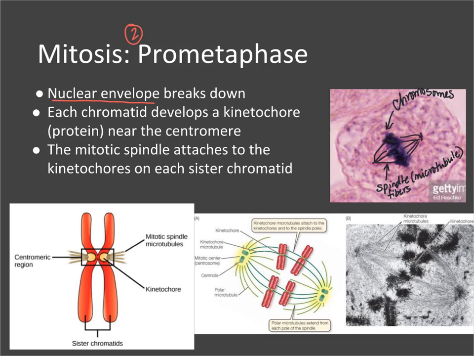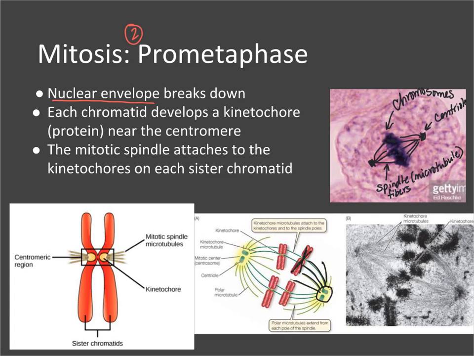And then the centrioles would be found on either end where those microtubules are connected. You can see that on the image down here as well. So you can see the centrioles. You can see those microtubules making up the mitotic spindle. And you can see those X-shaped chromosomes.